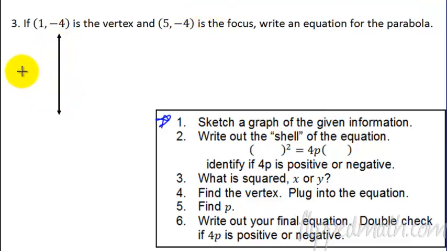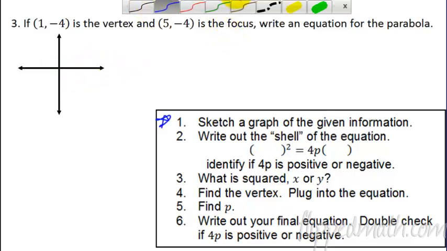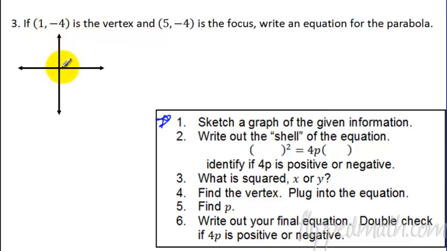Okay, let's do this. Create yourself a quick little grid like that, a coordinate plane, and let's put down a coordinate point of 1, -4. So 1, down 4, put a dot. Okay, it really doesn't matter, it's just all relative here. This is the vertex, and then where's the focus? 5, -4. So I'm going to go over here, 5, -4. So if that's the focus right there, and this one here is the vertex, that means it must be opening to the right. Okay, so that's what I mean by sketch a quick little graph of the given information.